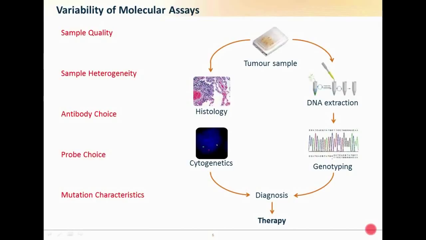So a good example is the EML4-ALK translocation, which is a relatively new diagnostic test. If you're looking at FISH, are the probes that you're using covering all of the variants that have currently been identified? And if they are covering all the variants, are you able to distinguish which ones are clinically relevant, if they are not all clinically relevant?